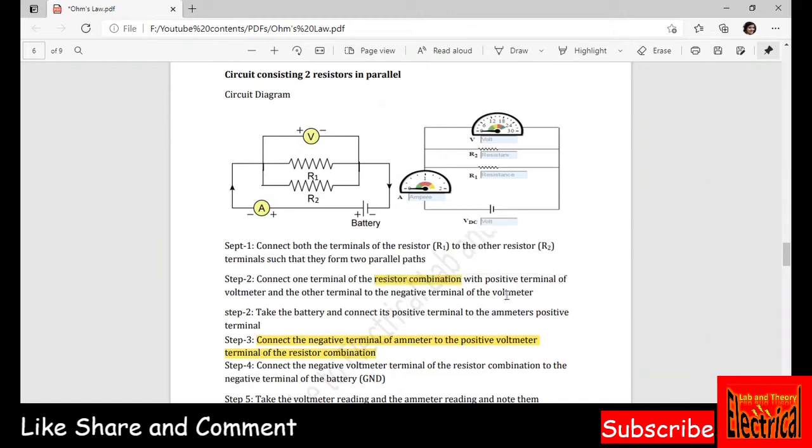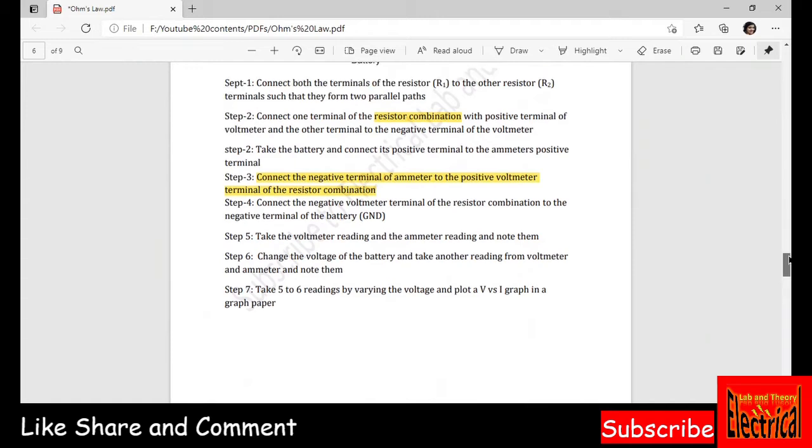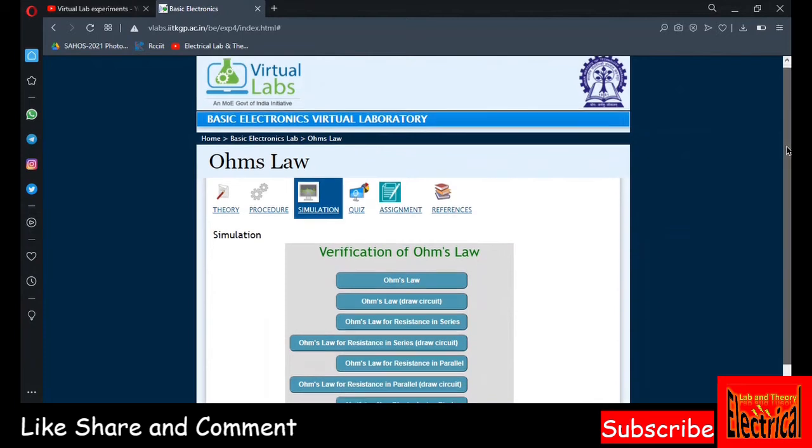Don't get confused if I say that I have taken the voltmeter across the resistor. Here, as we have considered two resistors in parallel, we have to say that the voltmeter is connected across the parallel combination of R1 and R2. And we also know how to calculate the equivalent resistance, right? So again, you can take a screenshot here. I'm pausing, right? Yeah. So this is the simulation.